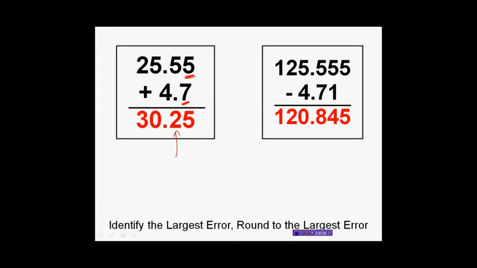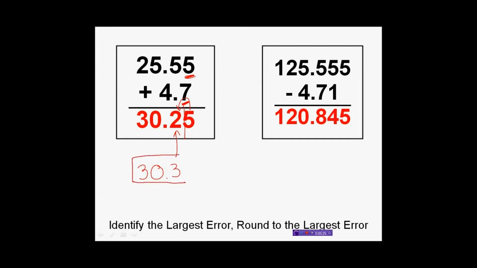So we're going to chop the 5 off. Does the 5 have any influence on this number right here? Yes, it does. So the 2 is going to get rounded up. And so my final answer is going to be 30.3. And I'm going to square that off. That is my final answer.